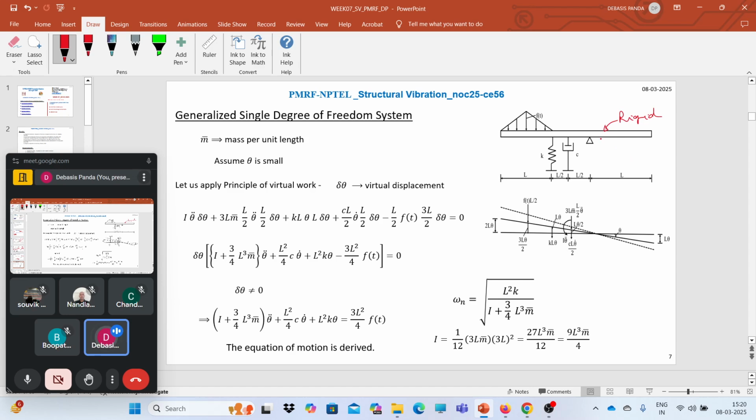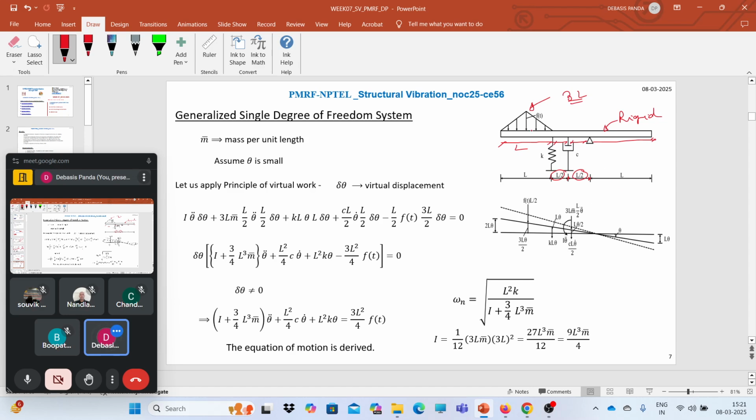The beam has a total length 3L, because up to this hinge portion it has a length L. Then it has a spring at a distance L by 2. Again, it has a damper and spring, L by 2 and L by 2, and one triangular loading is applied on this system. So this part is L, this is L by 2 from the hinge, this is again L by 2, and this is L. So in total the beam has the length 3L.